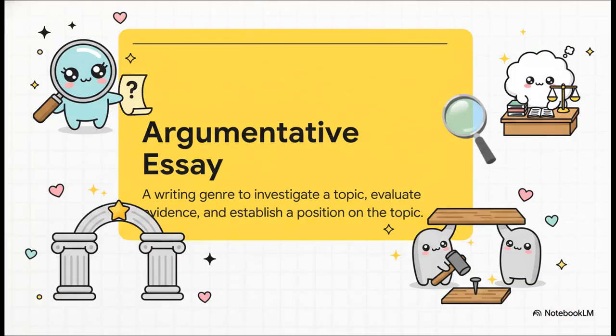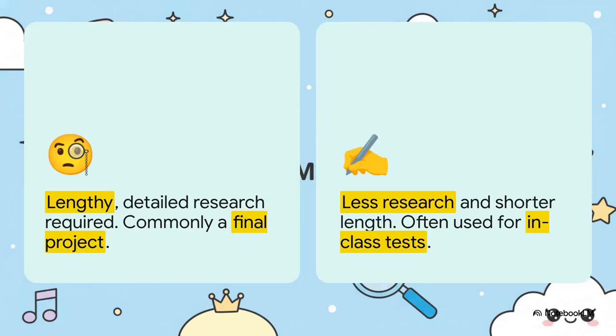Okay, so what are we actually building here? Well, at its heart, an argumentative essay is all about three key things. You investigate a topic, you evaluate all the evidence you can find, and then you establish your position. See, it's not just about sharing what you think, it's about proving, with evidence, why your perspective is the most logical one out there.